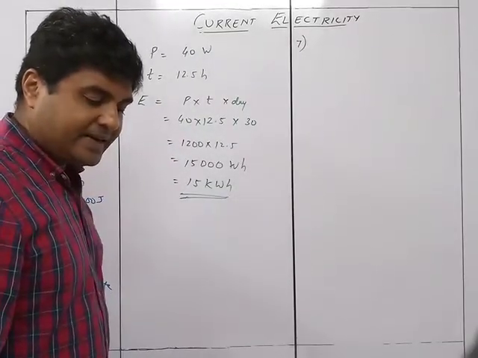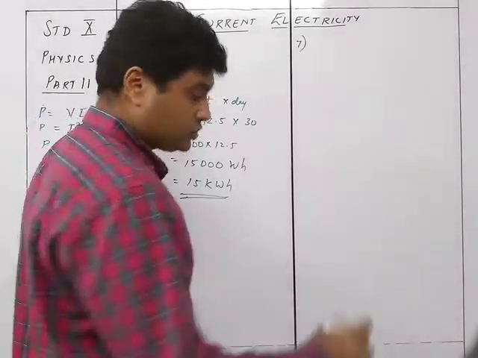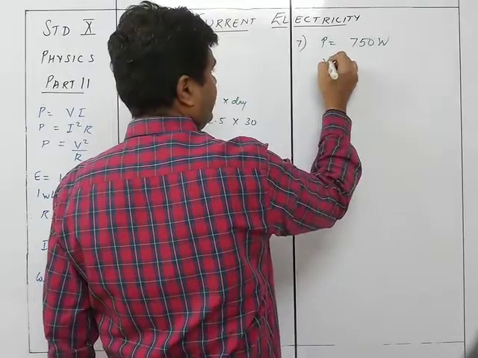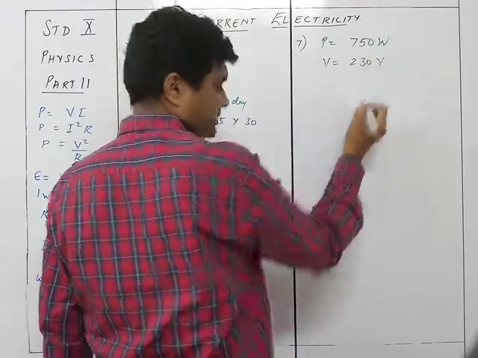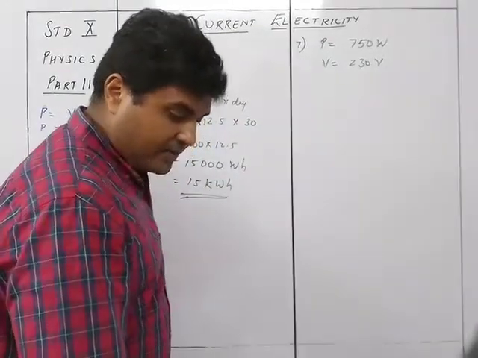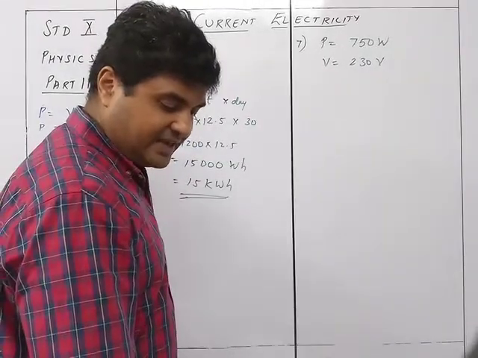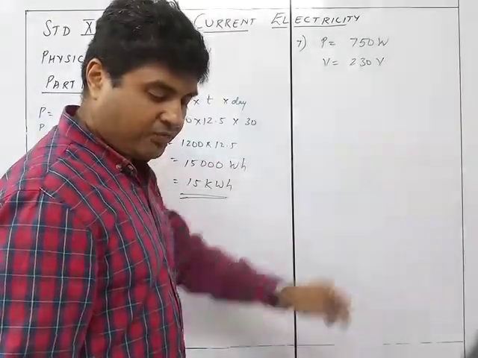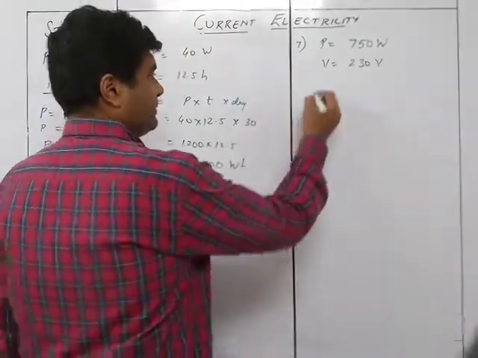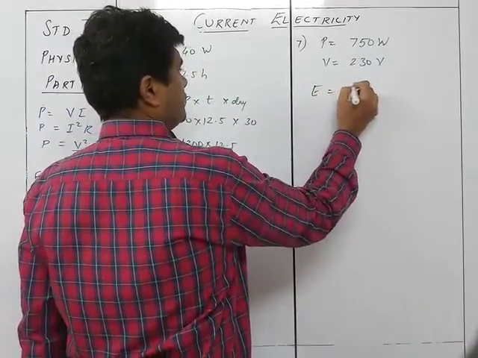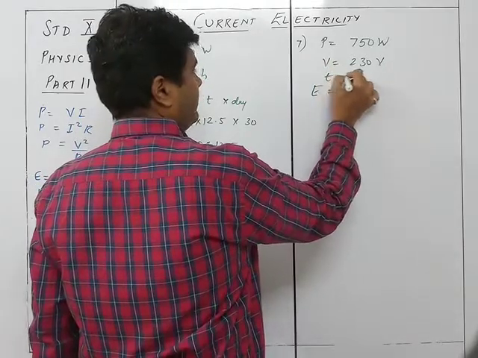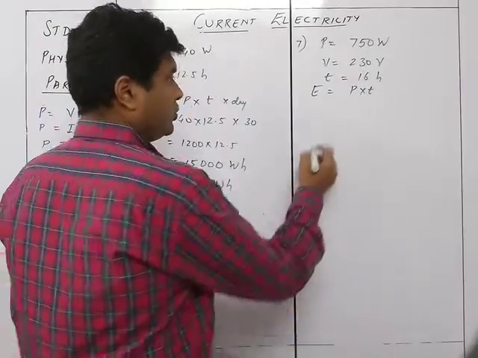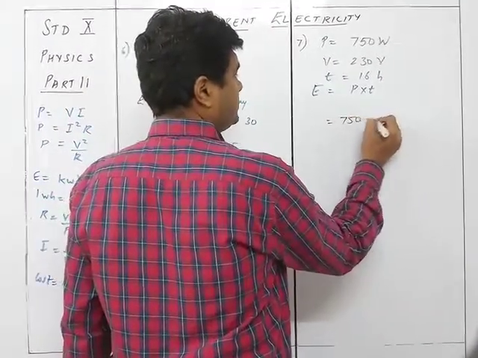An electric press is rated at 750 watt, 230 volts. So its power is equal to 750 watts and voltage is equal to 230 volts. Calculate the energy consumed by the press in 16 hours. So 230 volts has no meaning here, because we just have to find out the energy consumed. So energy is equal to power into time, where time is equal to 16 hours. So that is going to be 750 into 16.